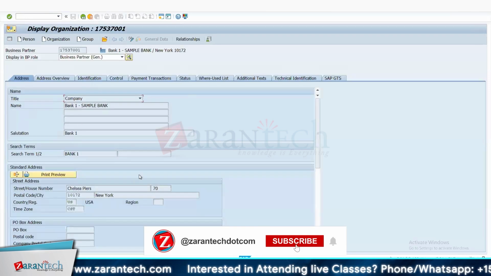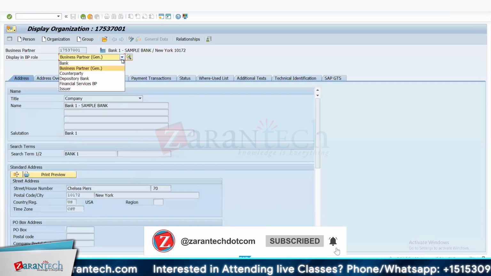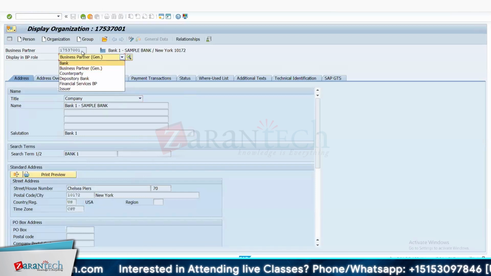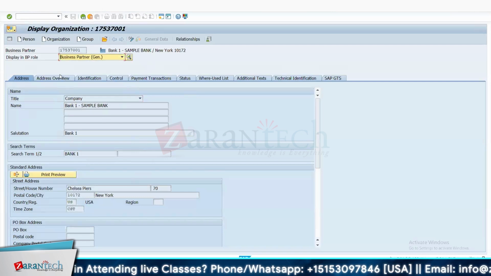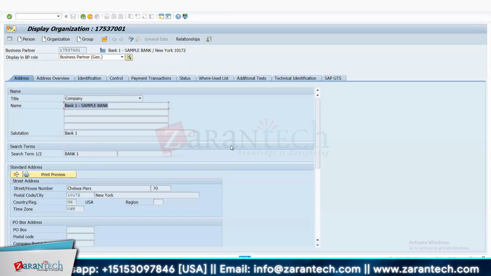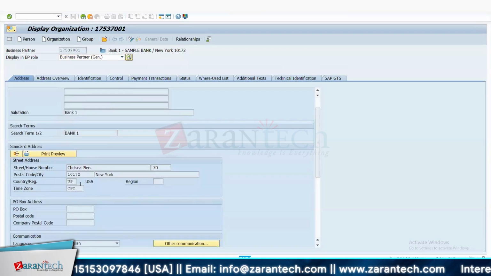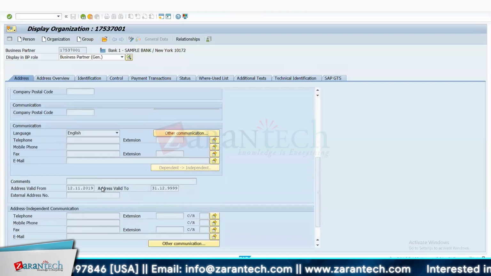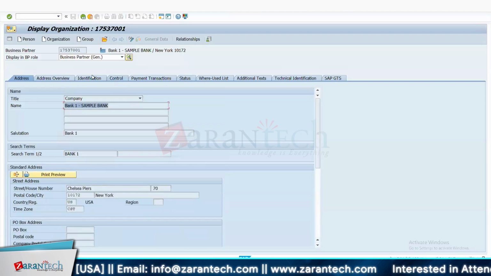Yeah. So now here you will see that this particular business partner has been created in different roles. Okay. So this address and the name is common for all the roles. What it actually shows here is what is the title? It's a company. So I've kept company as a title. Then it's a sample bank that I've created here. What is the address of this bank? I've given all the address here. Okay. And this is the basic thing.